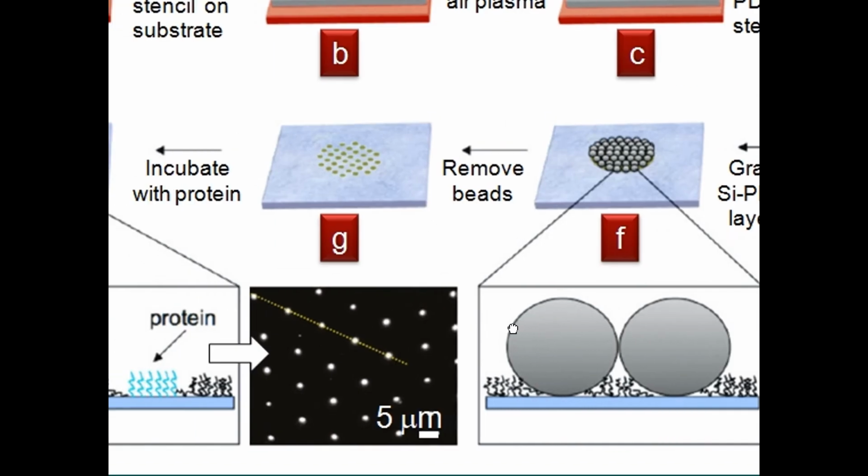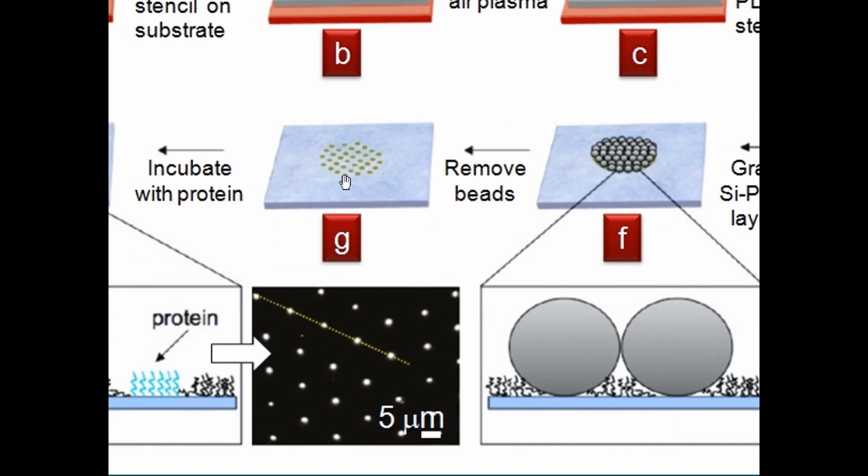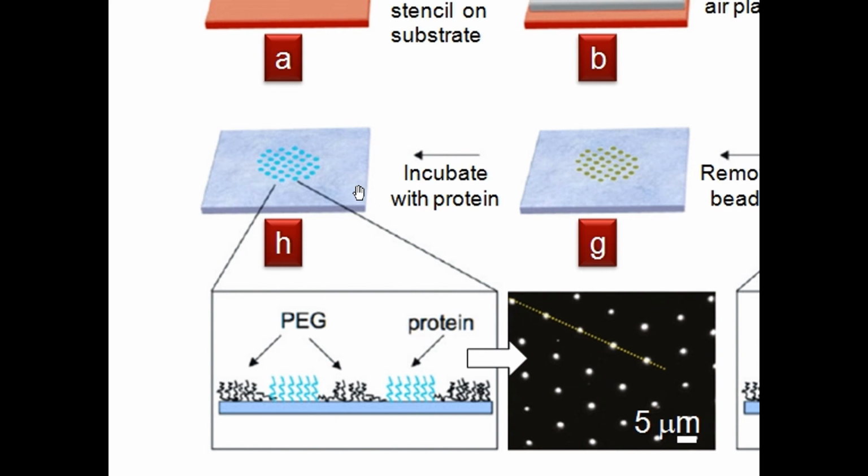Right, so when you remove the beads, you're left with a pattern of polyethylene glycol, and then when you incubate it with the protein, there are certain regions which are covered with polyethylene glycol, and in those regions the proteins will not adsorb. Only the regions where the protein found the substrate, where there's no PEG, those are the regions where the protein will adsorb.